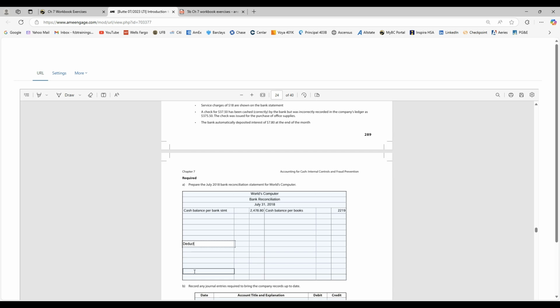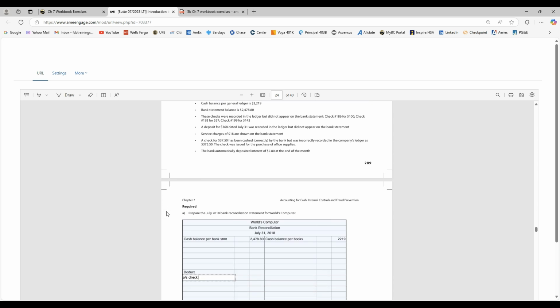So let's put deduct, and I'm going to say OS check, standing for outstanding check, and we'll put 186, OS check 193, OS check 199. Okay, so there's all those, and the totals there are 100, 57, and finally 143. If we add all three of those up, we get 300 as a total. So that one is taken care of.